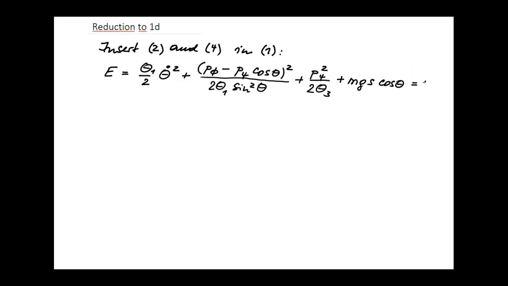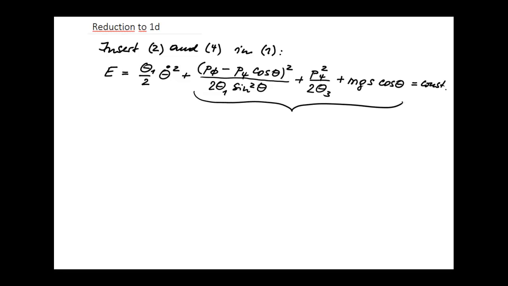And all of this is a constant of the motion. You see, the total mechanical energy has now become a function of theta dot and theta only. Everything else that features in this expression for E are constants of the motion. The eigenvalues theta 1, theta 3, the generalized momenta p phi, p psi, these are all constants of the motion. And the only variable that you still have that may depend on time is the Euler angle theta and its derivative theta dot.